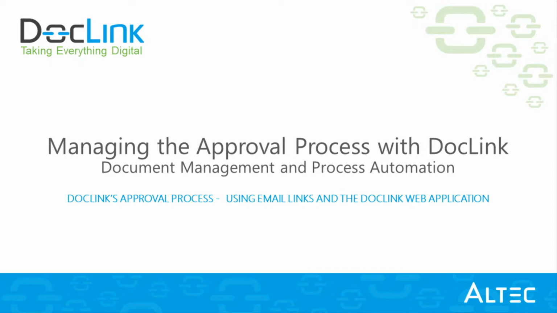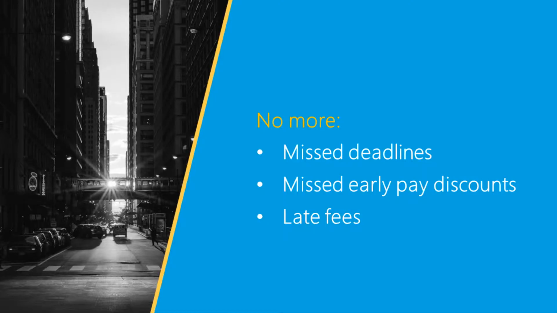Today, we will be discussing DocLink approvals using email links in the DocLink web application. As an organization's approver, you may have many invoices to approve throughout the day. The process of getting an invoice, manually approving it, and then sending it back to accounts payable is cumbersome and time-consuming. Not approving documents on time can also lead to missed deadlines, no early pay discounts, and late fees. But with DocLink, the process is streamlined into an efficient, automated process.